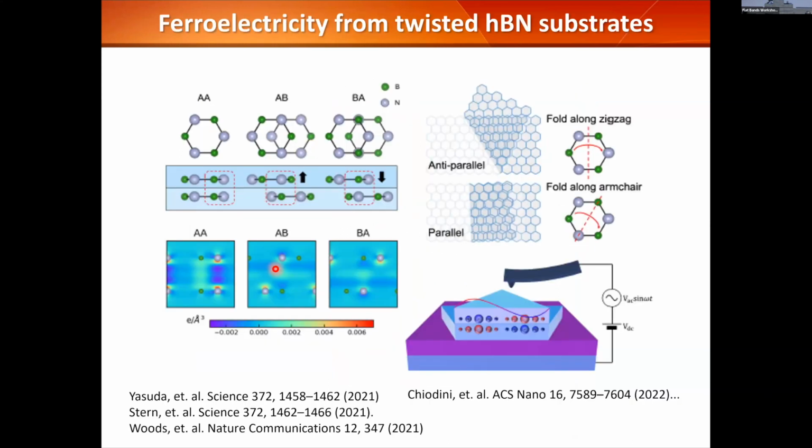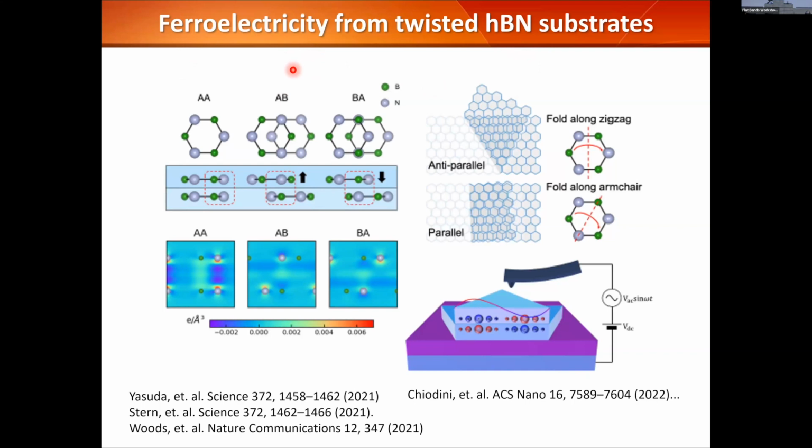Okay. So I'm now going to transition to a completely different topic. Although all of us experimentalists use hBN in our stack structures, it's more recent that it has been recognized that there is ferroelectricity formed in this twisted hBN substrate. I should mention that this kind of ferroelectricity is quite common for a lot of layered materials as long as you break the structural inversion symmetry.